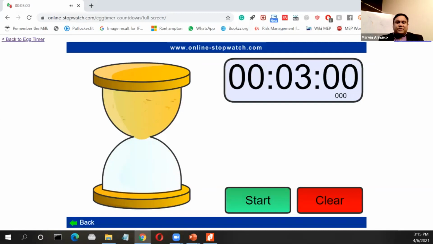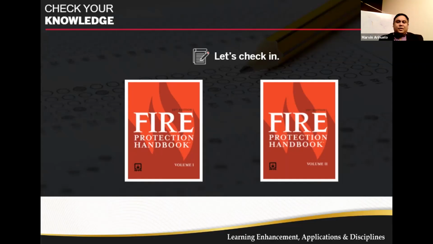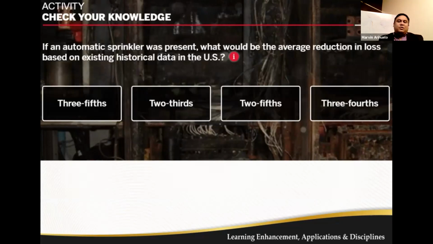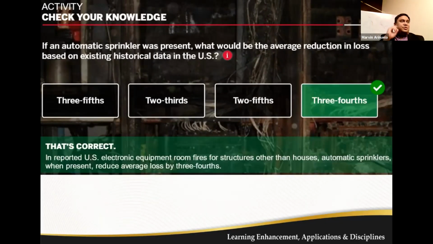So let's go back to our discussion using our fire protection handbook. A fire investigation reveals that the source of ignition was an office machine located adjacent to the IT equipment room. An automatic sprinkler was not present. If it had been, what would be the average reduction in loss based on existing historical data? We discussed that about 3/4 or 75% has been the reduced average loss, if you go to page 84 of the handouts.